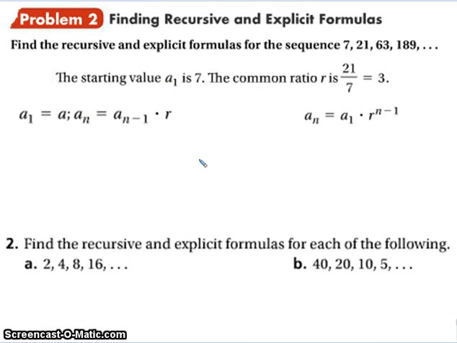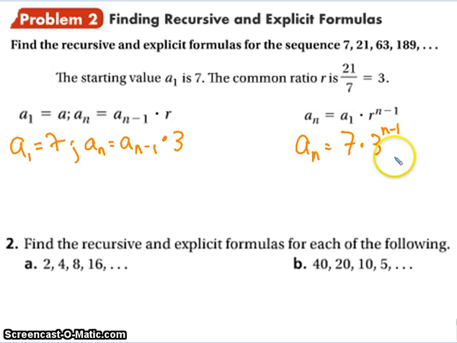All right, recursive and explicit. So we start with the formulas here, and we just fill them in. So a sub 1 is 7, so I write that. a sub 1 is equal to 7, and then all of this stuff stays the same, except for r. I write it in as 3. So therefore there is the recursive formula. This is the explicit. Remember, it's the one we use to find the nth term. So I'm going to fill this in. a sub n equals a sub 1, which is 7, times r, which is 3, to the power of n minus 1.